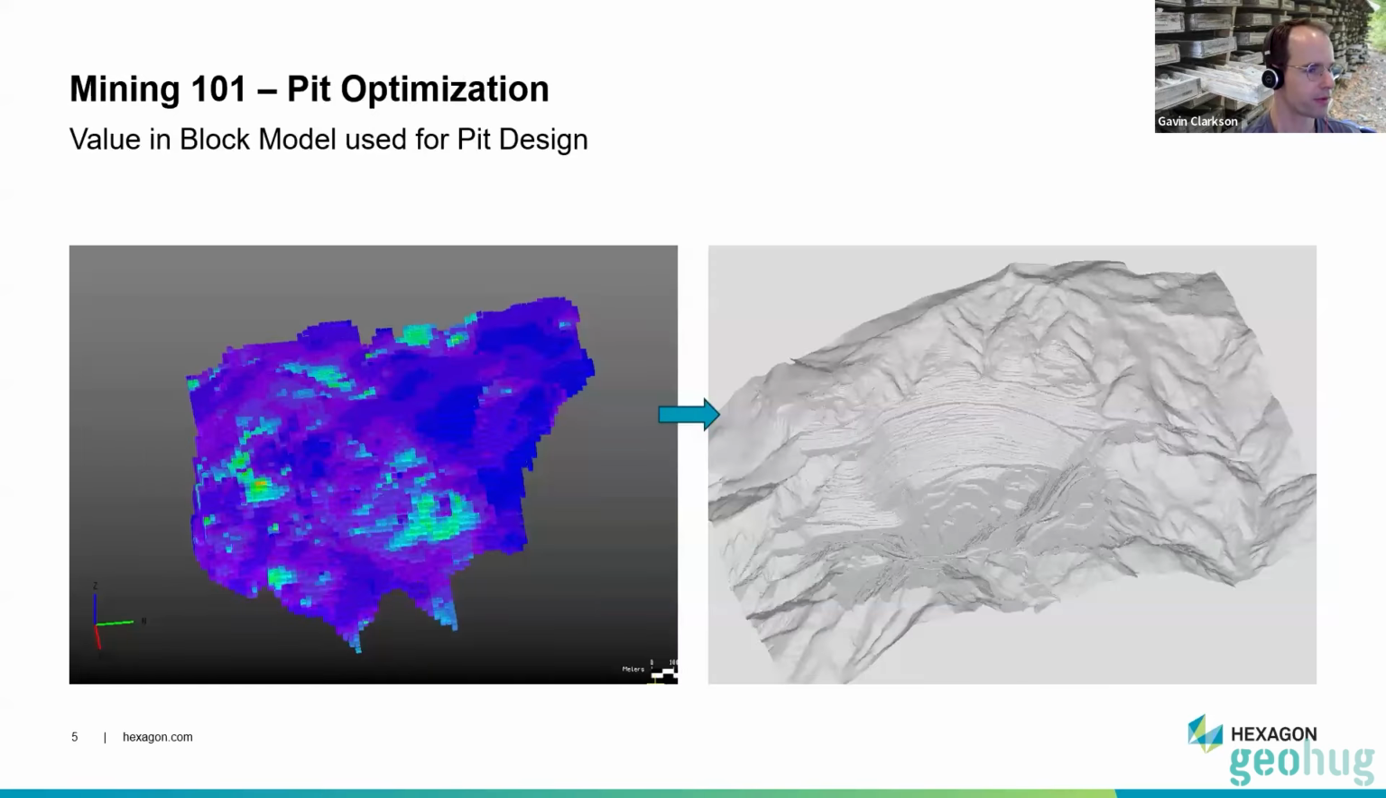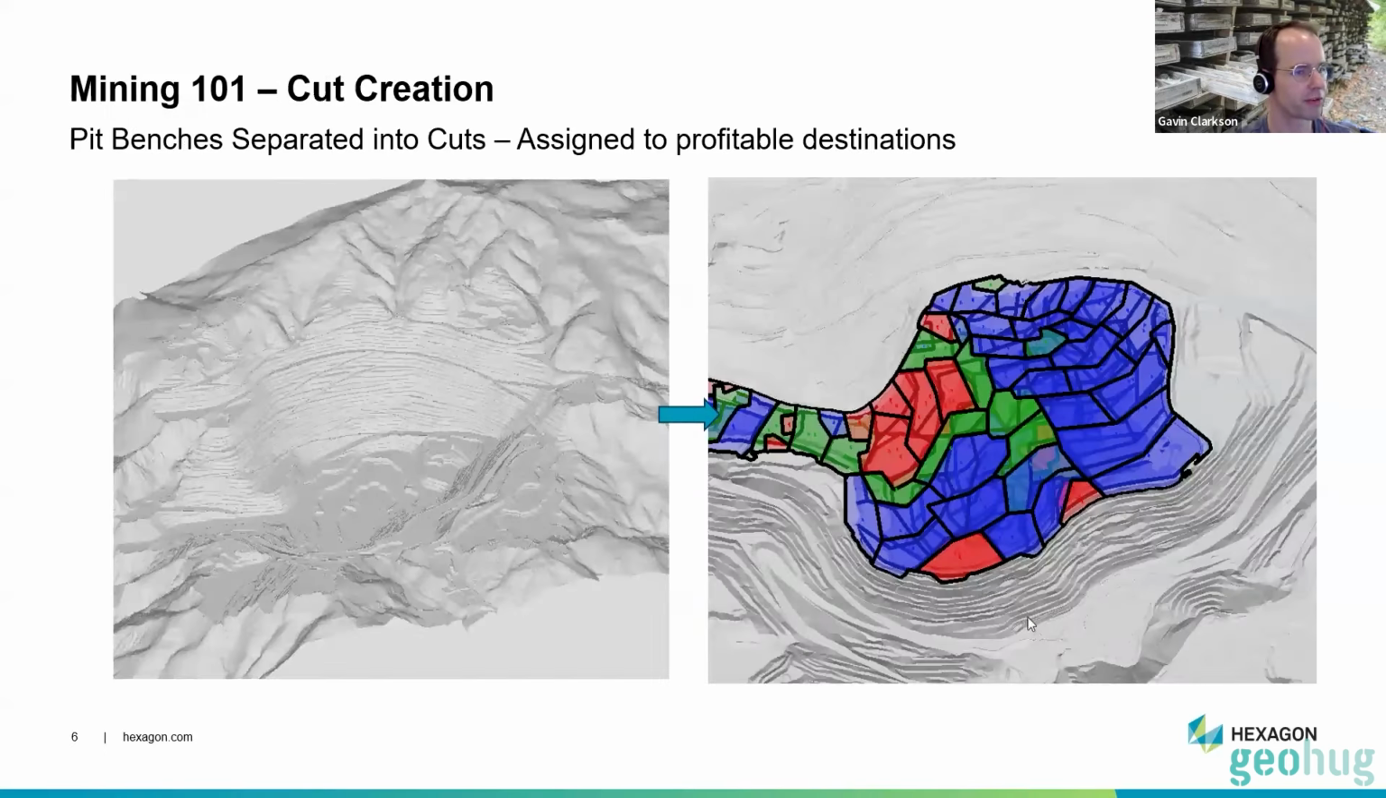And then that block model is given to your engineers, and they do a bunch of fun math on it and figure out what your pit design or your underground design should look like in order to extract it into a series of plans. And then that pit design is broken up into a bunch of individual cuts based off of different grade or value criteria. And those cuts are assigned to different profitable destinations using a series of schedule optimizers and calculators to make your mine economical. So that's Mining 101. You can collect your degrees at the door.